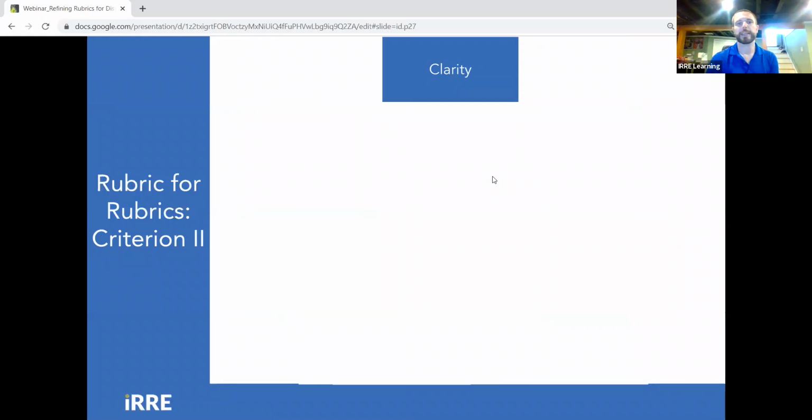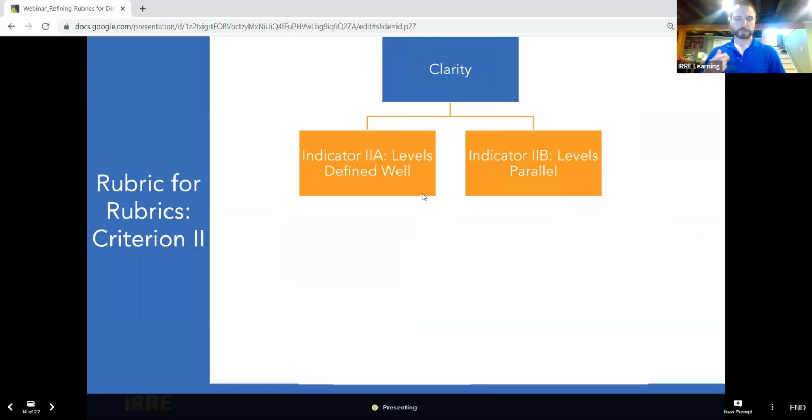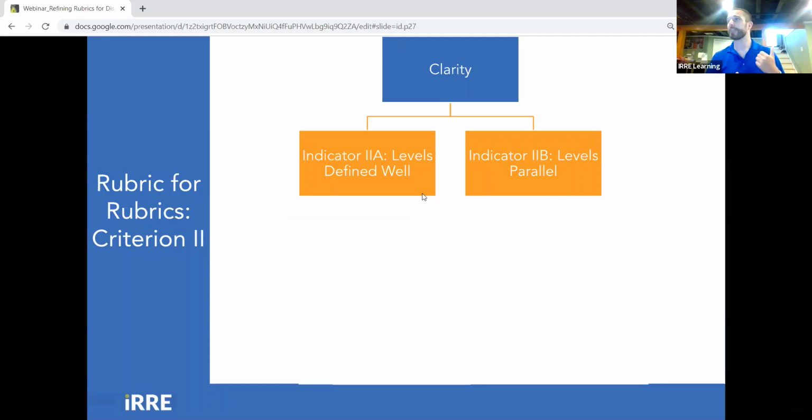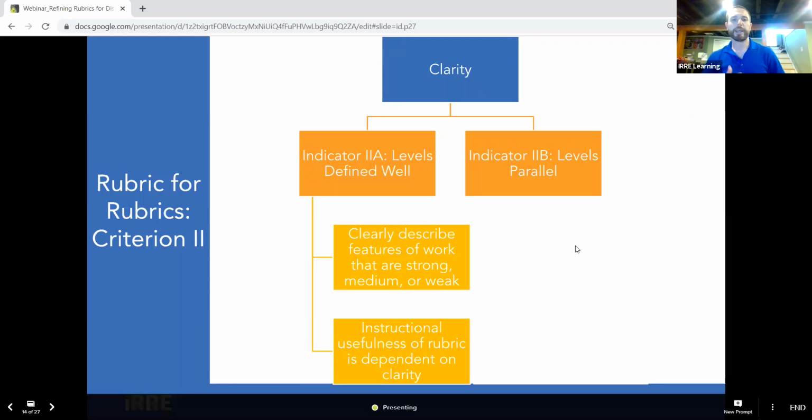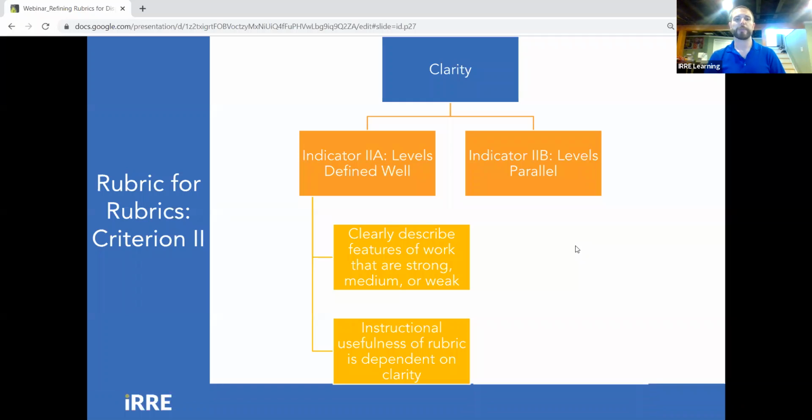The second criterion we want to take a look at is clarity. Does a rubric communicate what we think it communicates to our students? There are 2 indicators we'll take a look at here. First, we want to make sure those levels of quality are defined well. Is it distinct what's a 1, 2, 3, or 4? And we also want to make sure those levels are parallel. So when we're looking at that first indicator, that our levels are defined well, first we want to make sure each level, that 4, 3, 2, 1, clearly describes those features that are strong, medium, or weak.